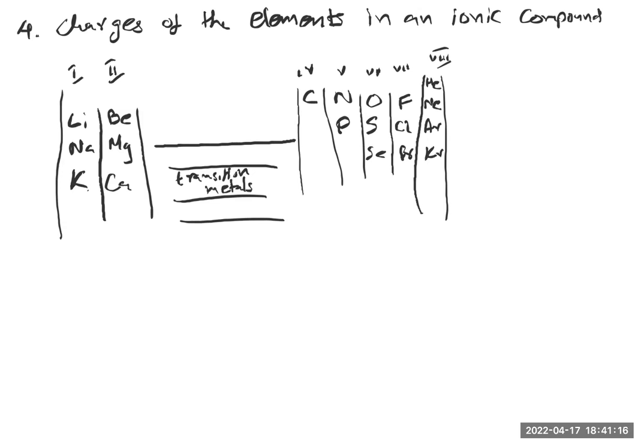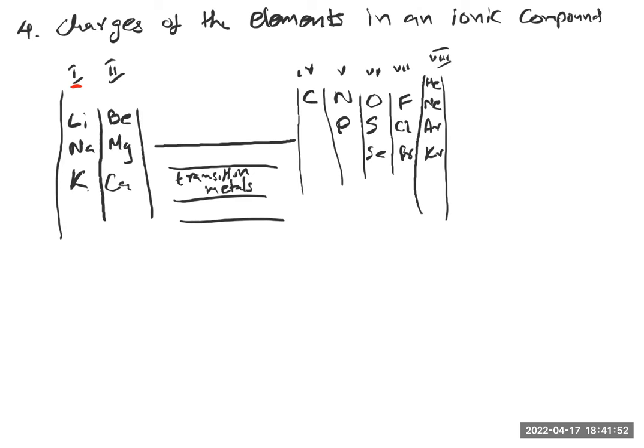Now the cool thing about these numbers is these numbers tell us how many electrons they have in the valence shell. In other words, the number of valence electrons. So group 1 has this 1 over here, meaning we have only one valence electron. Therefore, when it is in an ionic compound, it's going to have a +1 charge.